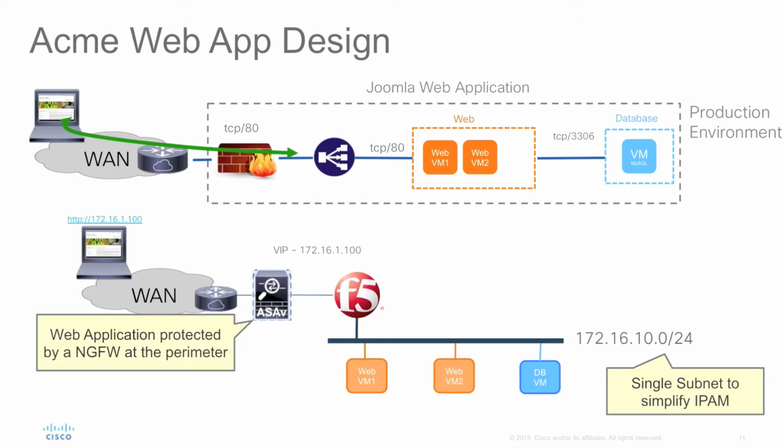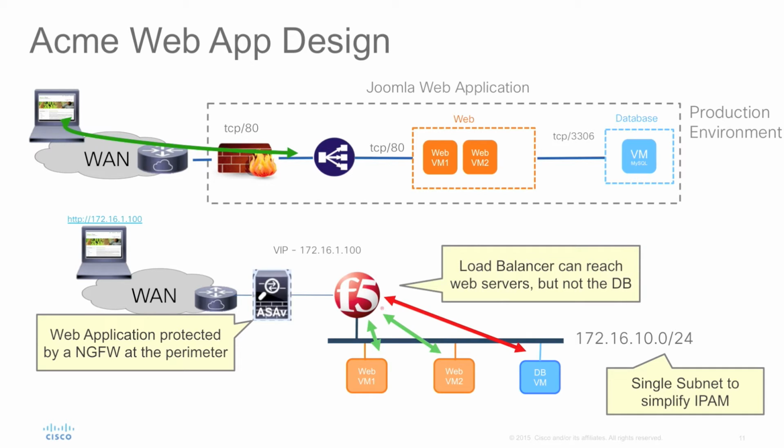Users will be accessing the web application through IP address 172.16.1.100, which is NATed on the ASA firewall to reach the virtual IP address that runs on the F5 load balancer. The F5 load balancer should balance between the two Apache VMs, but should not have access to the database, even if it is on the same subnet.